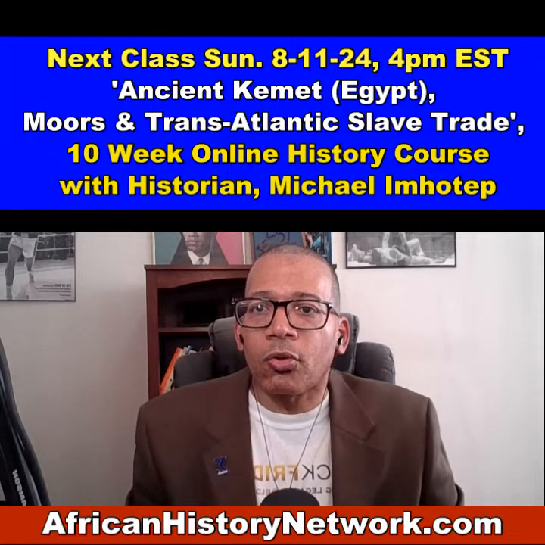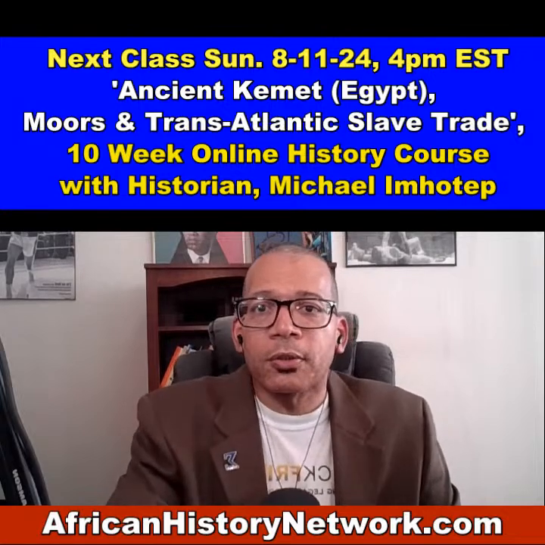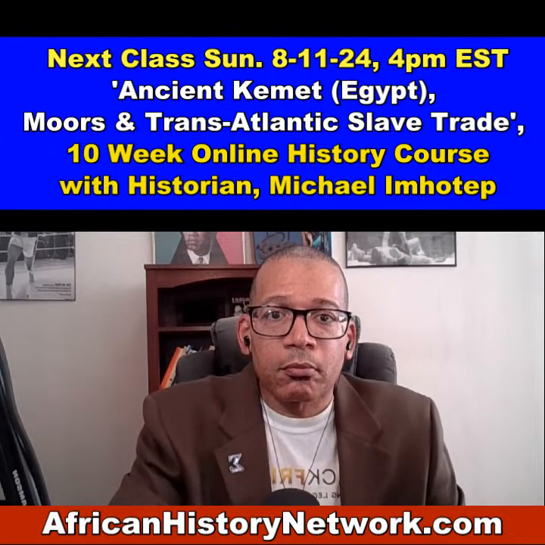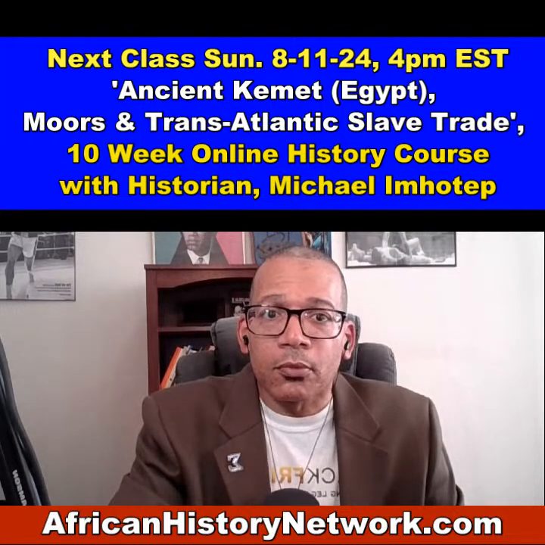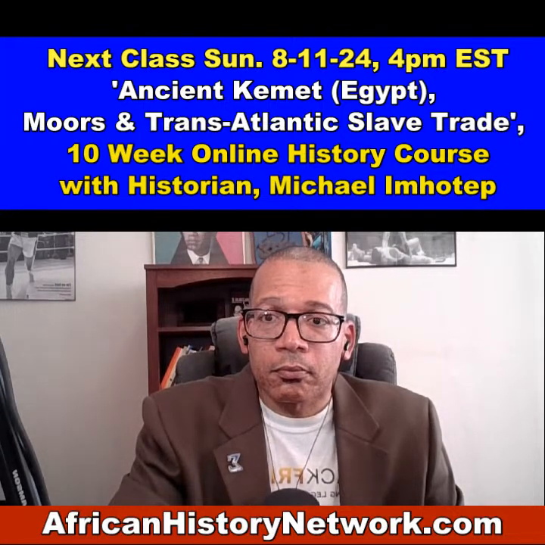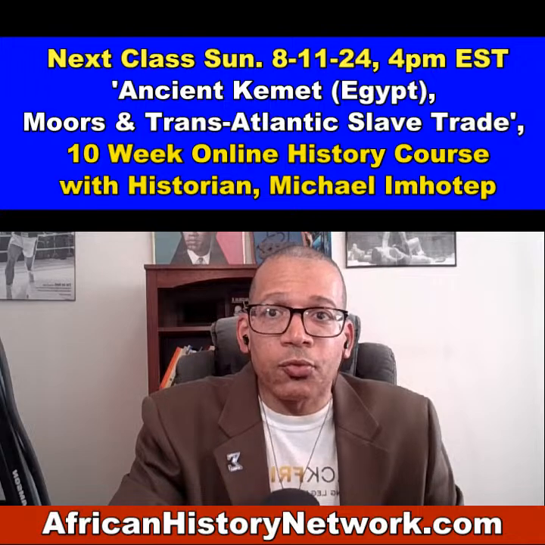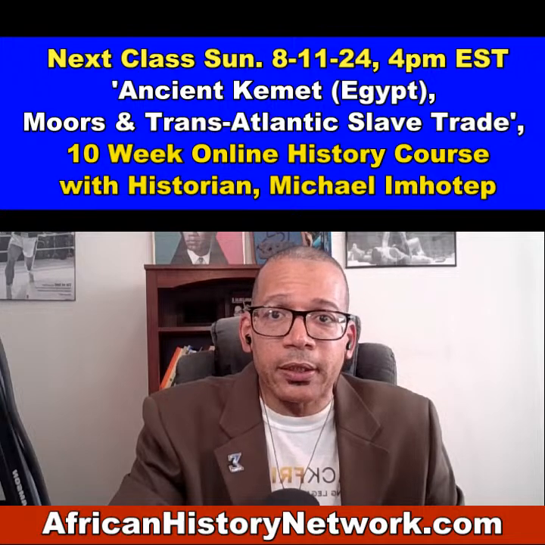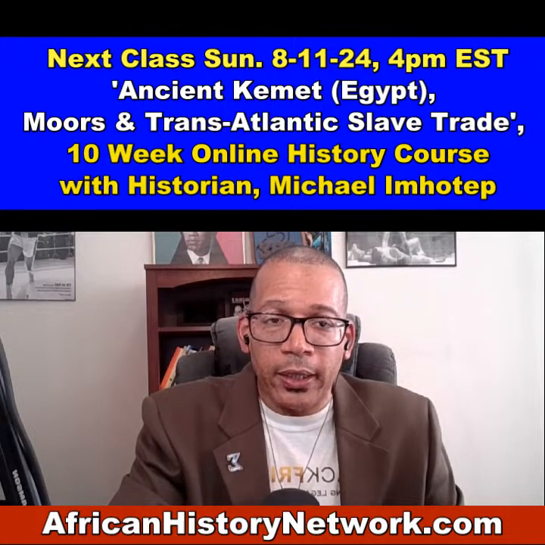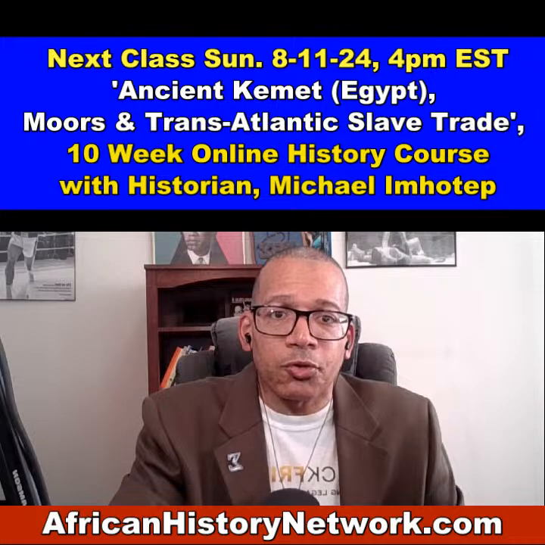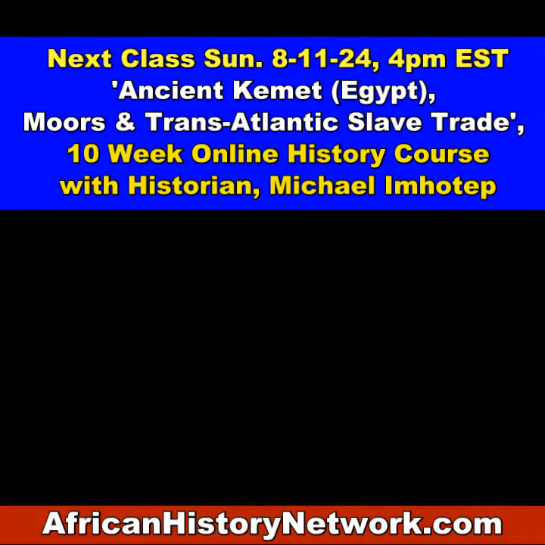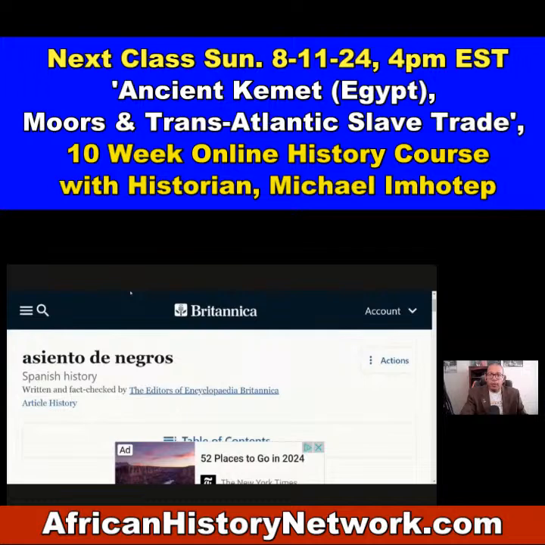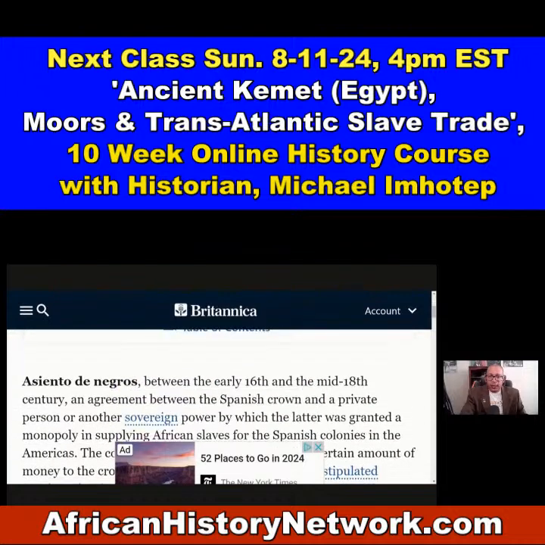Britannica.com has a good article dealing with the Asiento de Negros. This right here. This was a license the Spanish crown issued to various European nations and slave traders, etc. And they paid a fee each year to Spain to be able to supply them with African slaves. This is drastically going to expand the transatlantic slave trade.